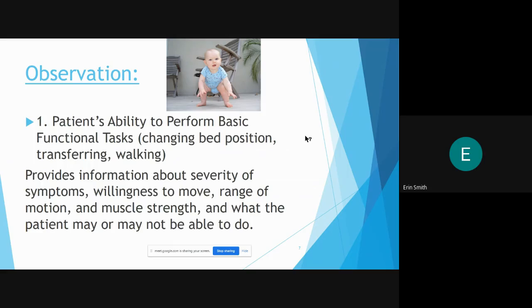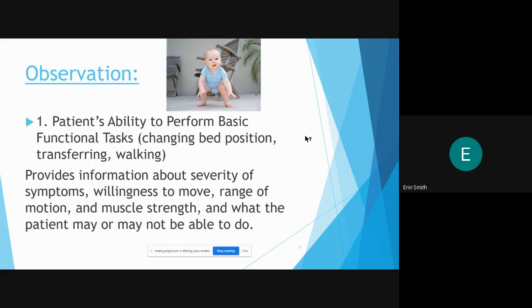going from a seated position to standing up, how they are doing walking. All of these are those functional tasks that we're going to be able to look at. We watch what our patient is doing to see maybe some symptoms, maybe some things that they have going on. And it's going to help us determine, what do I want to focus on during my treatment sessions?